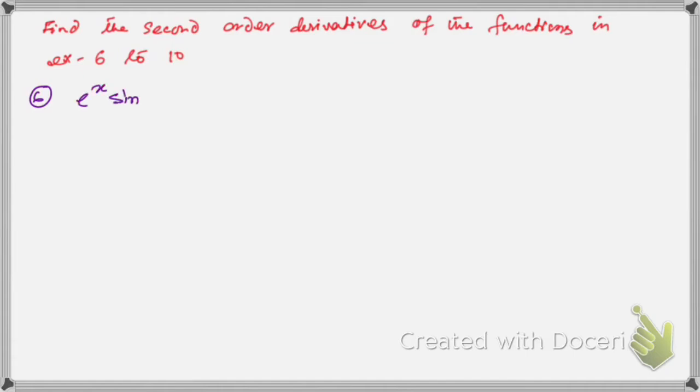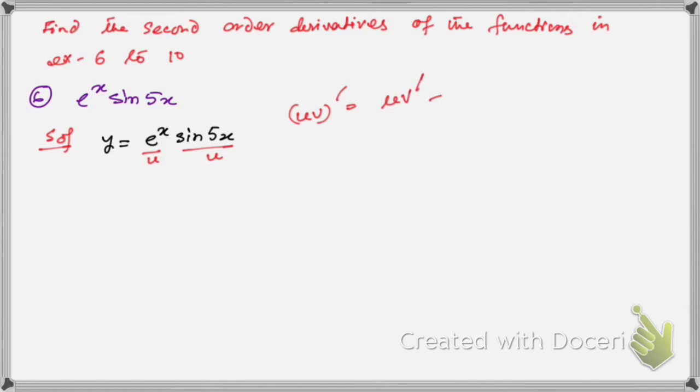Now question number 6. Here the function is e to the power x sine 5x. Okay, so solution, let y be equal to e to the power x sine 5x. Now e to the power x is u and this is v. Now apply the product rule: the derivative of uv is u times derivative of v plus v times derivative of u. Then applying this rule we will get y dash, that is the first order derivative.